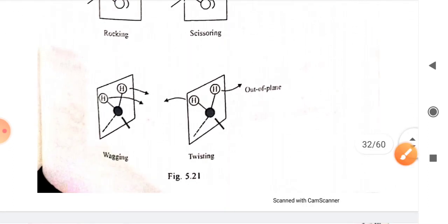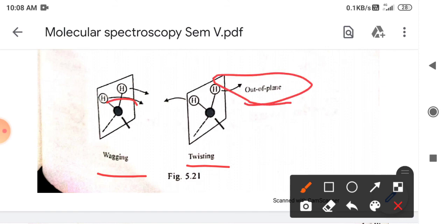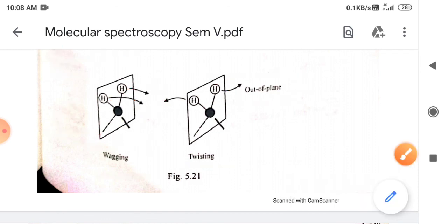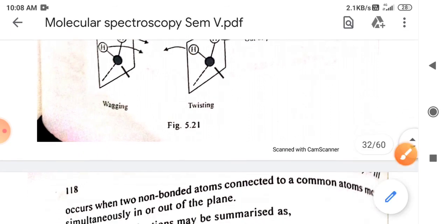Out of plane vibrations are again of two types, one is wagging and another one is twisting. What do we mean by wagging? Both of these atoms are simultaneously moving in the same direction out of plane, either along this direction or along this direction. And for twisting, one atom is moving in this direction and another one in the opposite direction. So this is the twisting one.